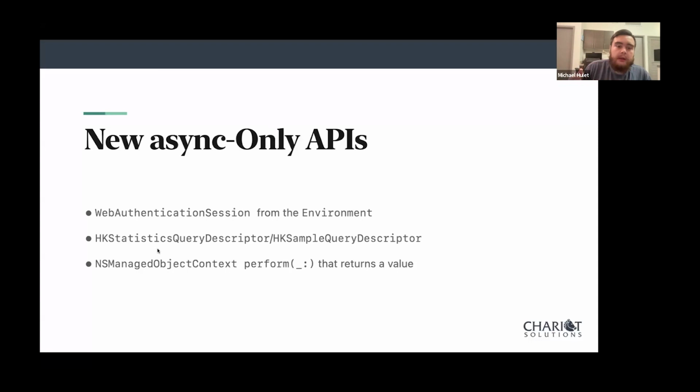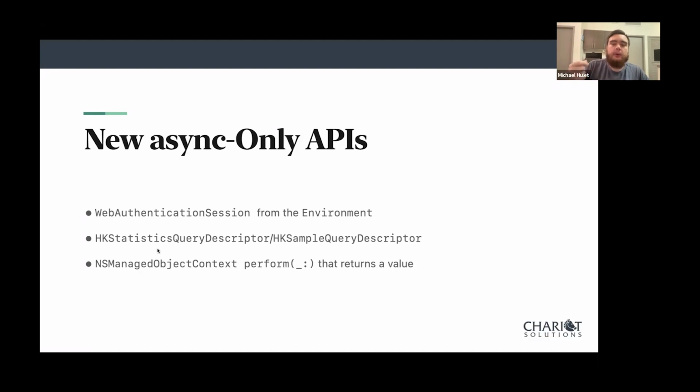HK statistics query and sample query descriptor bring async await to HealthKit, which makes it much easier to reason about. And likewise, NSManagedObjectContext also gets a little bit of help from Swift concurrency here, since perform has an async await version of it that can also return data.